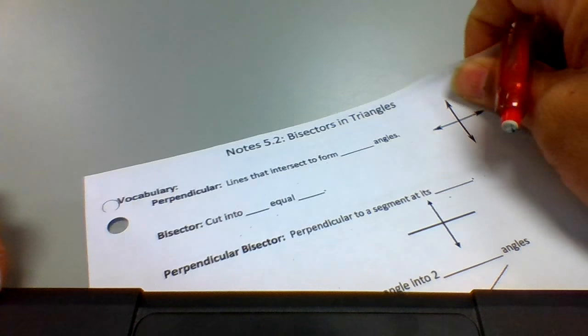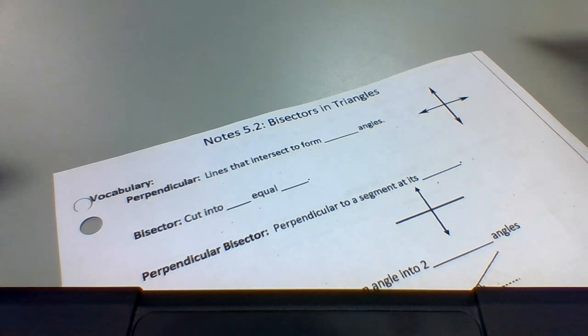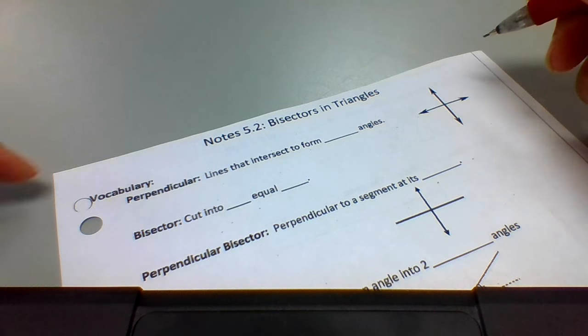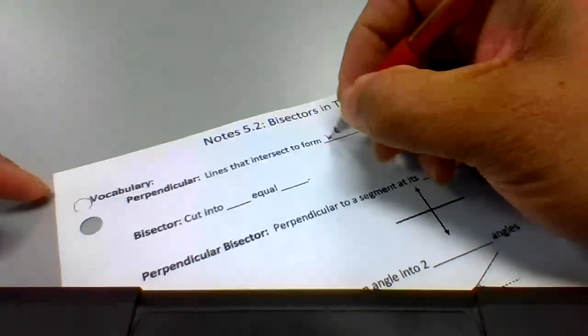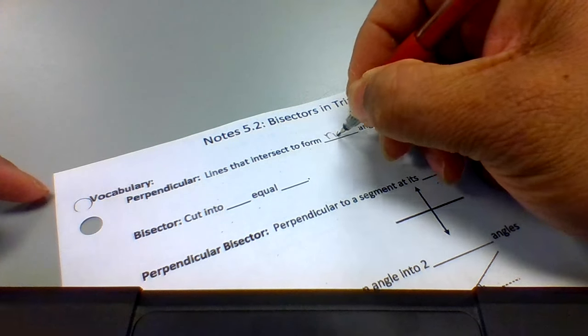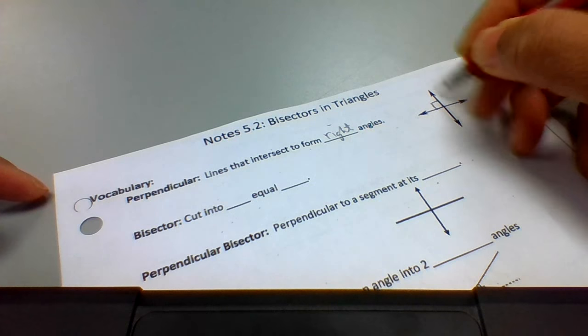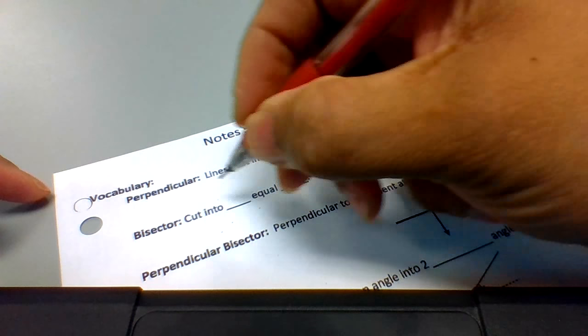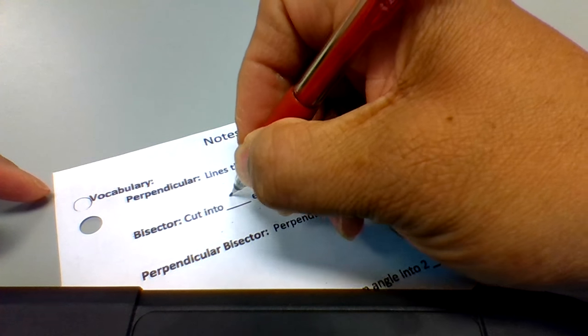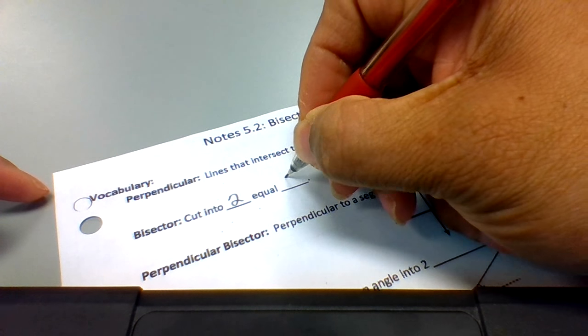Hello, these are notes for 5-2, bisectors in a triangle. Perpendicular lines intersect to form right angles. So here we have a right angle. This is perpendicular to this other line right here. A bisector cuts into two equal segments.